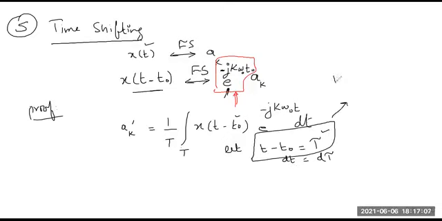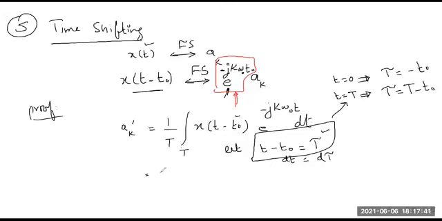For t equal to 0, tau will be minus t naught. And for t equal to capital T, tau will be equal to T minus t naught. So these are the lower and upper limits with respect to tau.